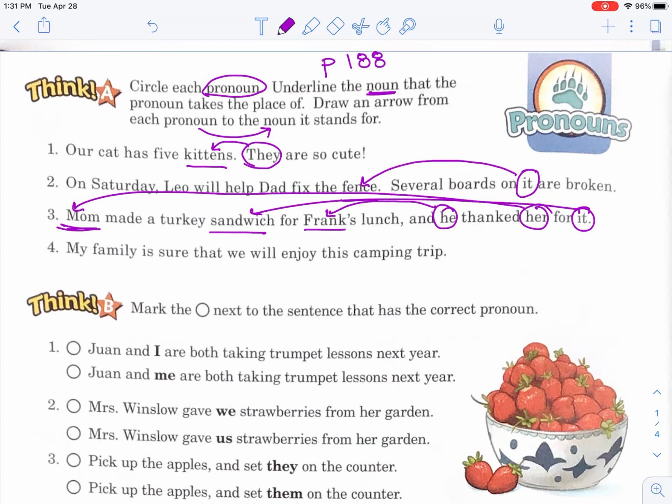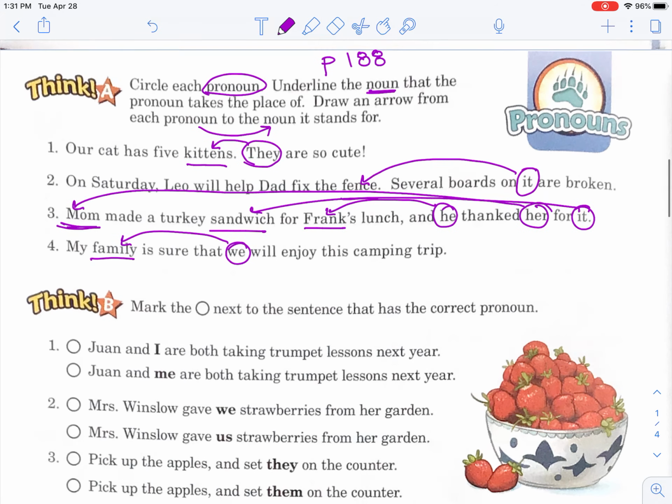Maybe we can spot it together. Yep, there it is, we. My family is sure that we will enjoy this camping trip. What is the we? Is the we the camping trip? Is the we my? No, it's just family. We is the family. Who's going to enjoy it? The family's going to enjoy it. We will. Here we go.